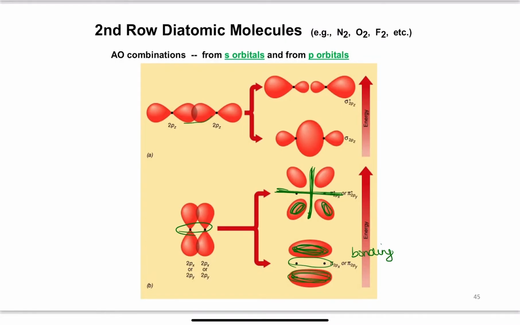The p's here overlapping become one giant area. We still got a node here and a node here. In antibonding, we get the node in the middle that's created as well, in addition to what we already had.